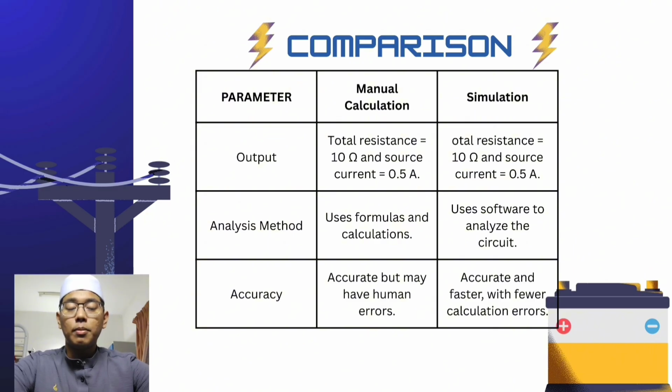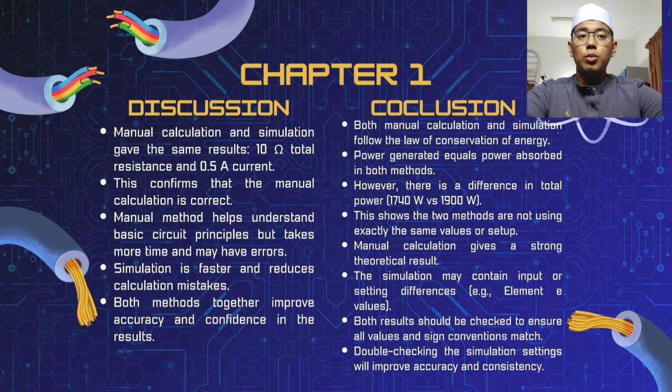For example, in Chapter 1, both methods produce the same total resistance of 10 ohms and a source current of 0.5 amperes, proving that the manual calculation was correct. Overall, manual calculation helps us understand the theory, while simulation helps us verify the result quickly. In our project, most of the simulation results match the manual calculation. This showed the analytical principles we applied were correct and the formulas were used properly.